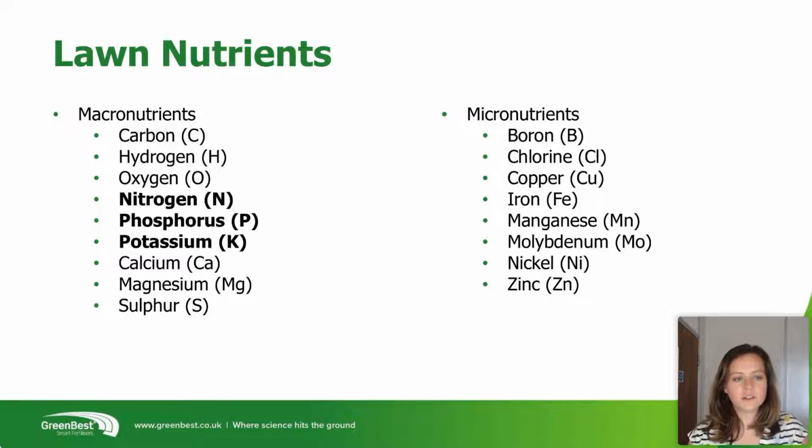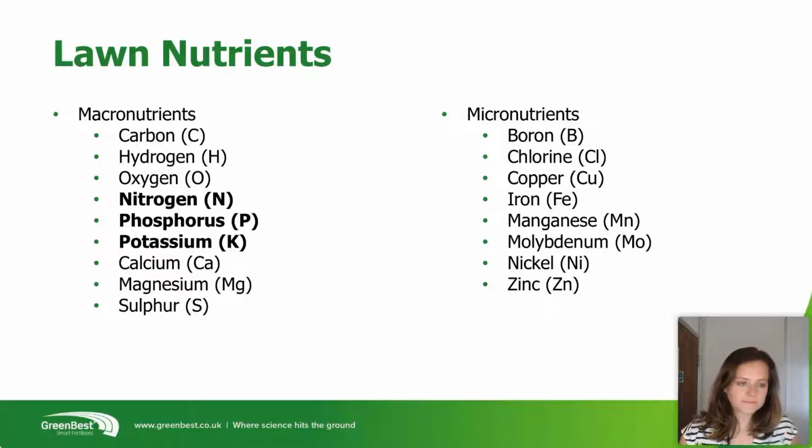So within fertilisers you have nutrients, and I talk about lawn nutrients. These are the elements that plants need in order to grow, and they're split into two groups. You have the macronutrients on the left. These are the nutrients that the lawn needs relatively large amounts of in order to grow and be healthy. And then the micronutrients on the right-hand side of that slide, these are the ones that are needed in relatively small amounts.